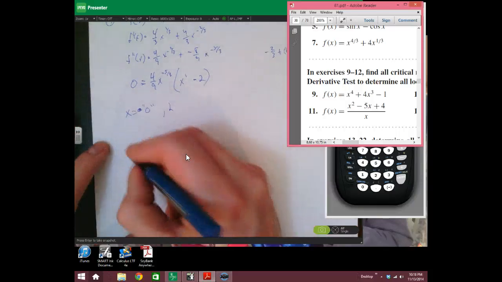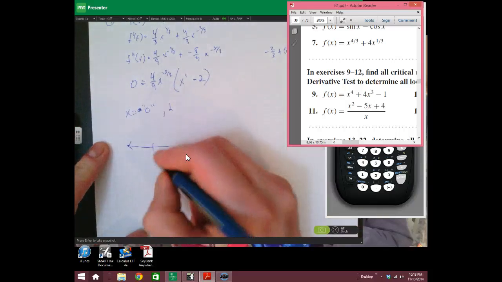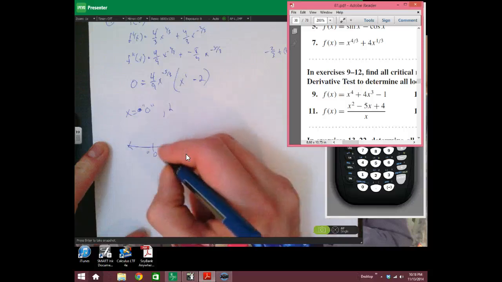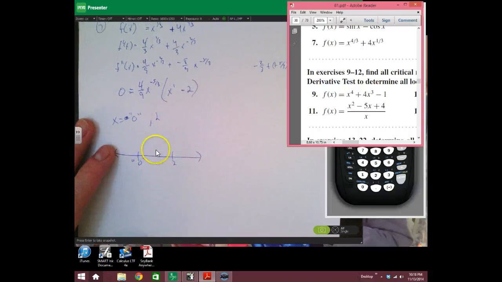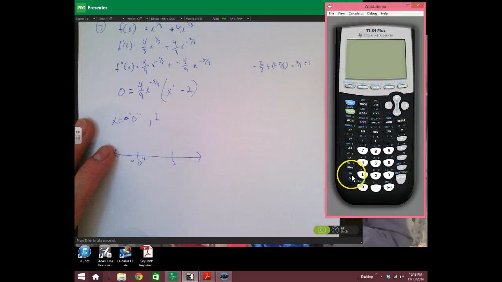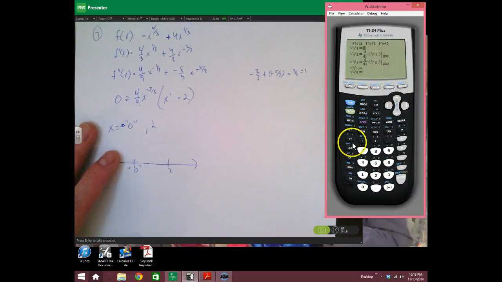So if I do my little number line business, I've got 0, I've got 2, and again I'm putting 0 in quotes. So what I have to do is evaluate for a number bigger than 2, or actually less than 0. So go back to my graphing calculator. It's easiest just to go back up in here, plug this in. I've got x to the 4/3 plus 4x to the 1/3.